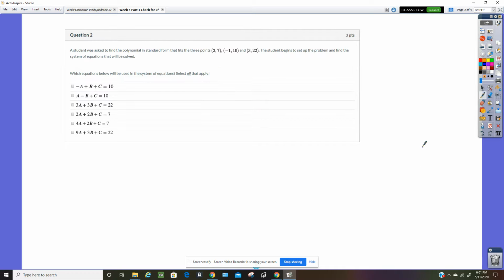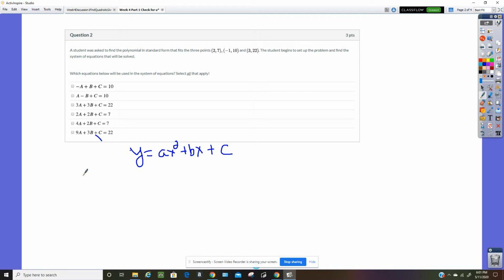Moving on to question 2. It says you want to find the polynomial standard form that has these 3 points. So the degree is going to be 2. And so what you're going to do is y equals ax squared plus bx plus c. And then you want to plug in these points.